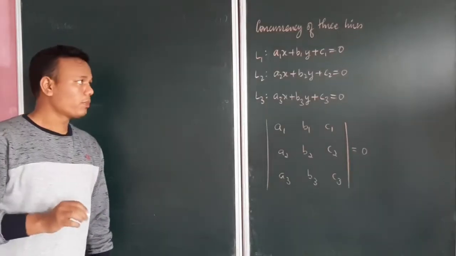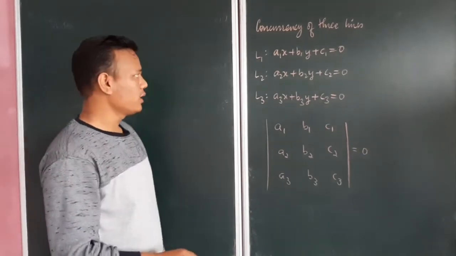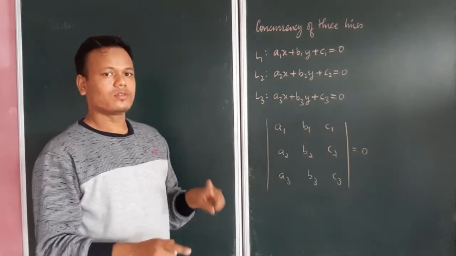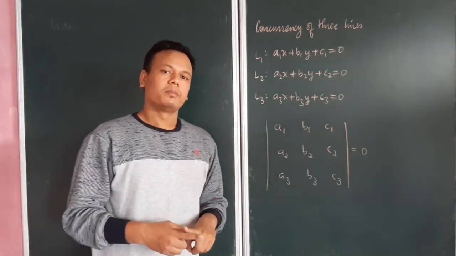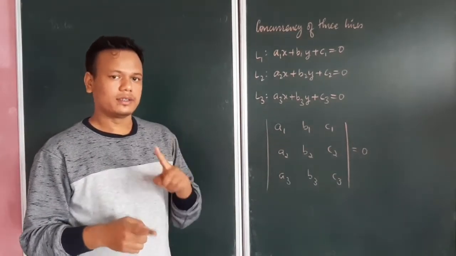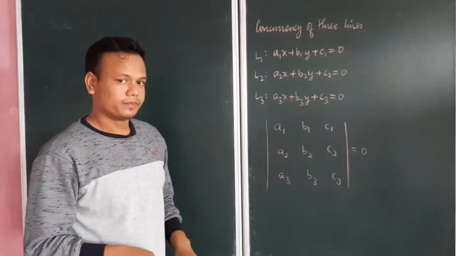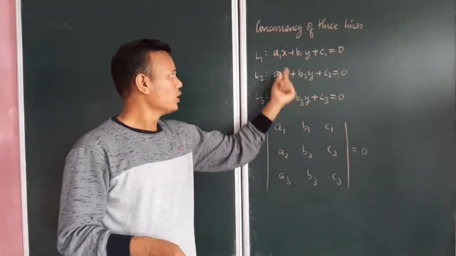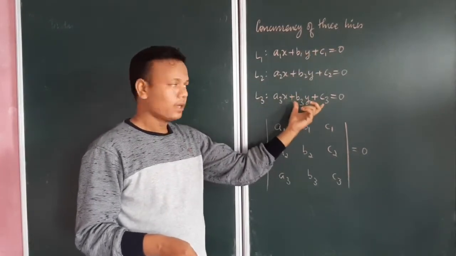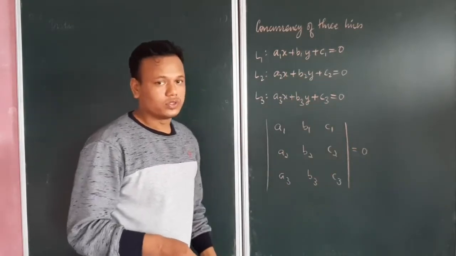Next we will talk about concurrency of 3 lines. I have already explained the formula in the beginning, but let me repeat it for you. Let me take 3 lines. If all of them pass through the very same point, that means the point of intersection of the 3 lines is the same, then such lines are called concurrent lines. There are 3 lines given to you, a1x plus b1y plus c1 equals 0, and these 3. If these 3 are concurrent, then this determinant has to be equal to 0.